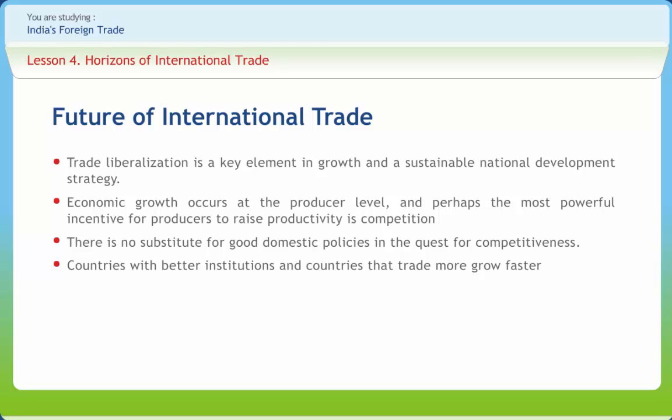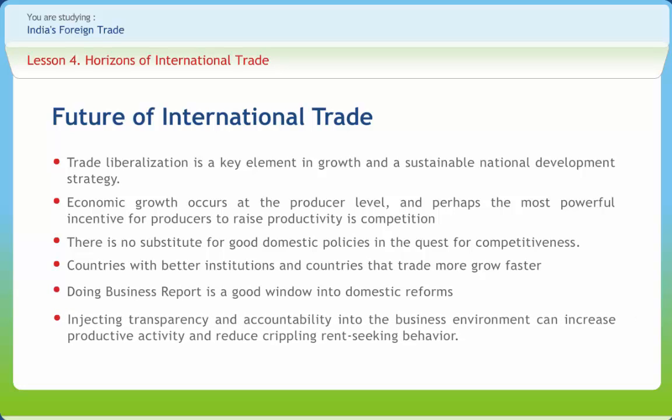The pace of regulatory reform in many developing countries has been impressive. Doing Business Report is a good window into domestic reforms and indeed has been used as a driver of reform by many countries. For example, business regulations, property rights, trade policies, and the rule of law are particularly relevant to the ability of entrepreneurs to operate and prosper in any economy. Injecting transparency and accountability into the business environment can increase productive activity and reduce crippling rent-seeking behavior.